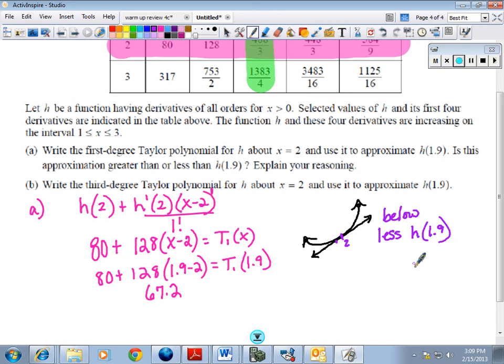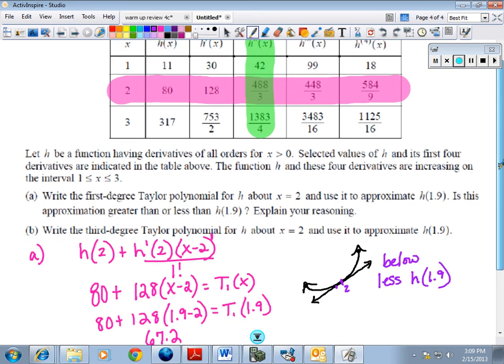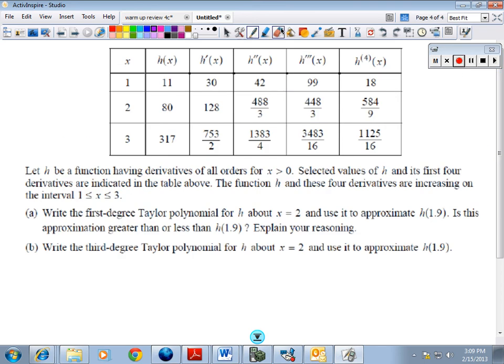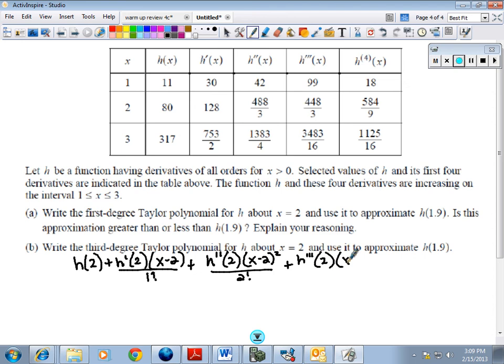Okay, and then B, write the third degree Taylor polynomial for h about x equals 2 and use it to approximate h of 1.9. I'm going to have to erase all this because I can't scroll up and down and have enough room. So we're just going to go ahead and do B right here. It says write the third degree Taylor, so I want h of 2 plus h prime of 2 times x minus 2 over 1 factorial plus h double prime of 2 times x minus 2 squared over 2 factorial plus h triple prime of 2 times x minus 2 cubed over 3 factorial.